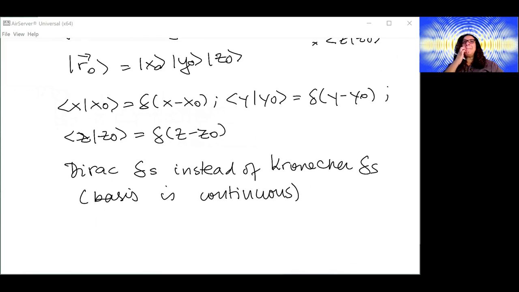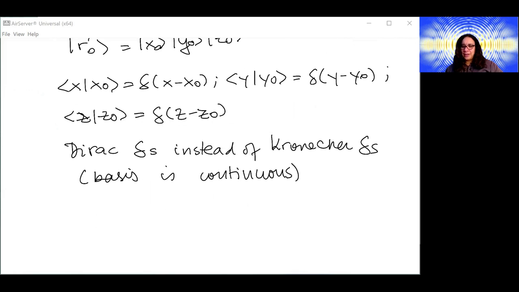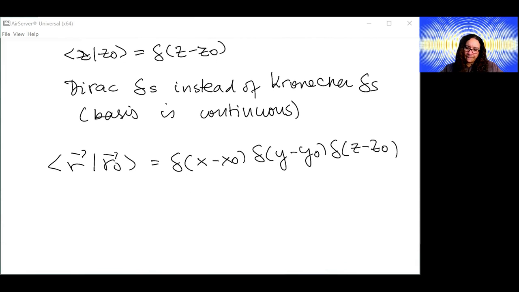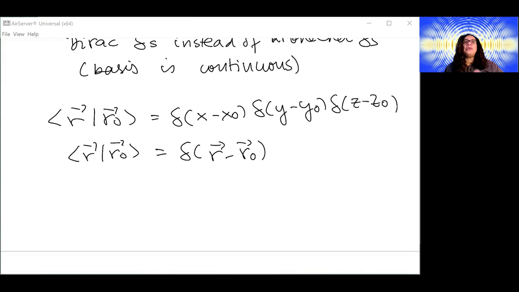Fair enough. So we see then that the inner product of r with r naught is going to be delta of x minus x naught, delta of y minus y naught, delta of z minus z naught, and this is also delta of r minus r naught. So this is one way of defining this basis, and actually you can see this is orthonormal.